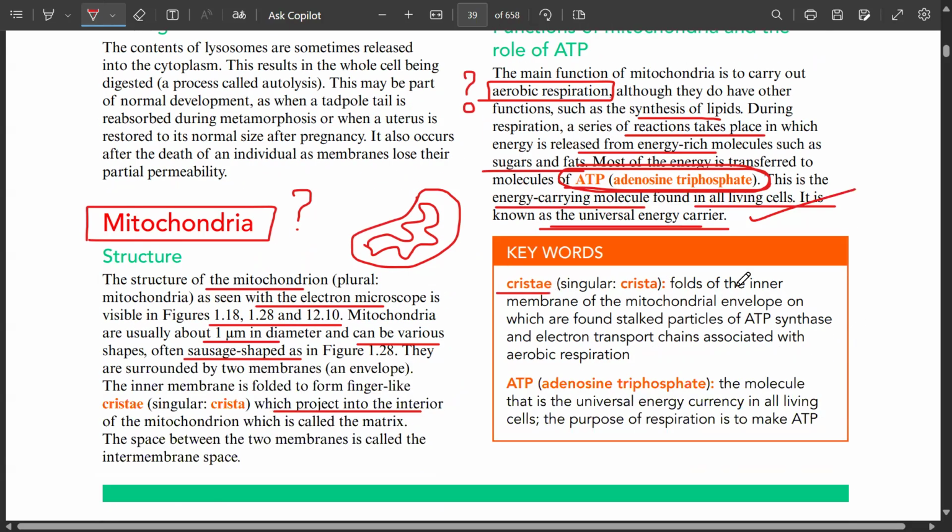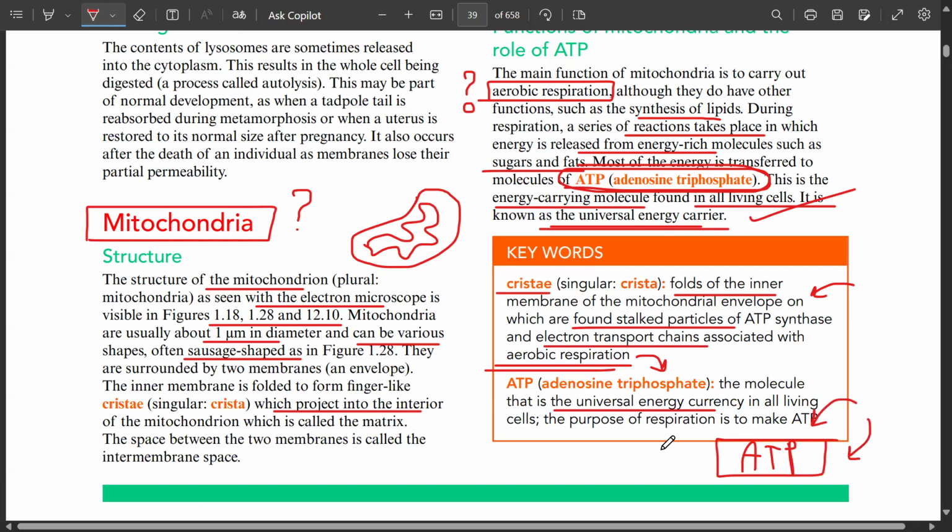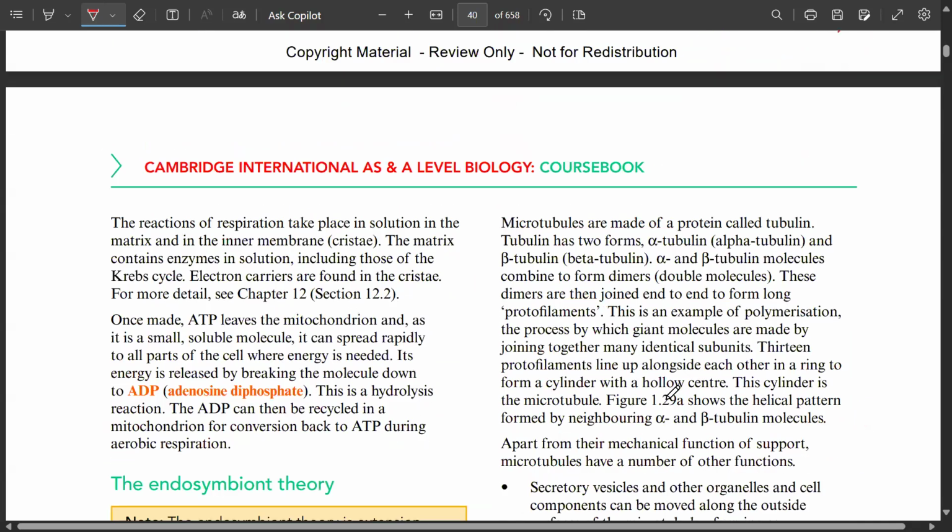The cristae that we have seen, the inner membrane folds of the mitochondrial envelope, have these stalked particles of ATP synthase and electron transport chain associated with aerobic respiration. Adenosine triphosphate, the molecule that is the universal energy carrier. ATP is like a battery. A battery contains energy. This ATP molecule basically contains energy because energy cannot be transferred in completely raw form. It has to be a part of something. It has to be transported in some form, which is adenosine triphosphate.